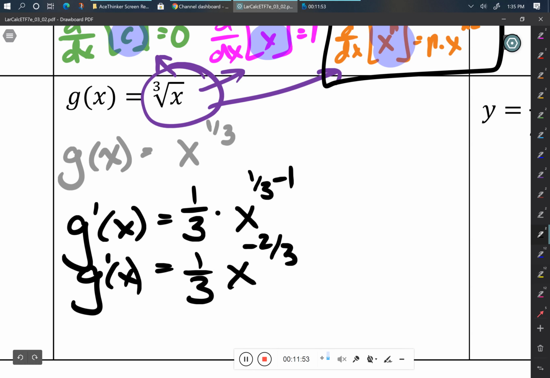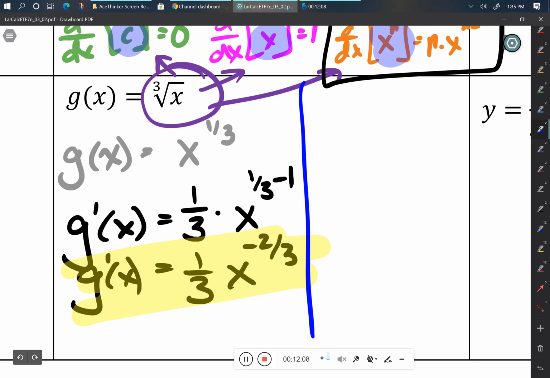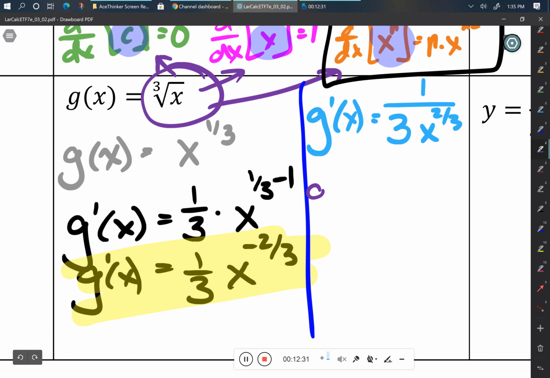Now this may or may not be correct. So I'm just going to highlight it here. This may or may not be correct depending on the directions. What you'll find is in some of the directions, they will say that your final answer cannot contain negative exponents. Okay? So they don't want this. So what are we going to have to do to get rid of negative exponents? Well, negative exponents means to move that to the denominator. So then we would say that g prime of x is equal to 1 divided by 3 times x to the 2/3.